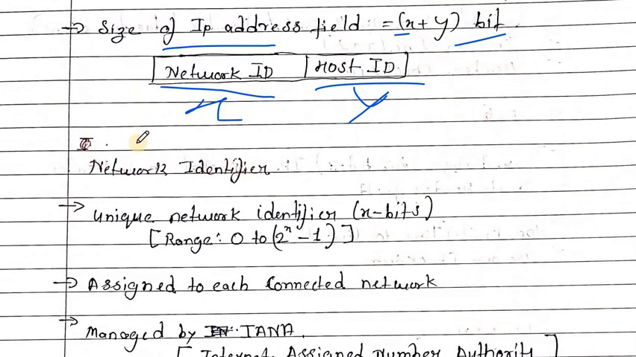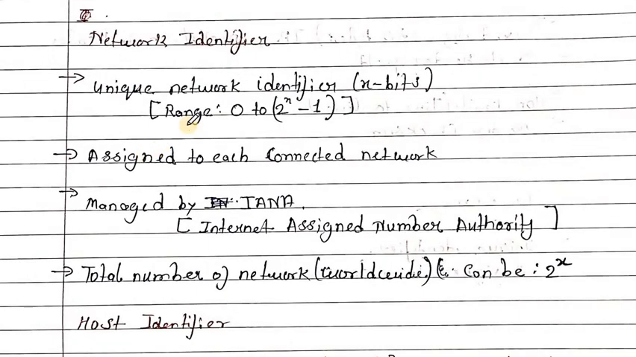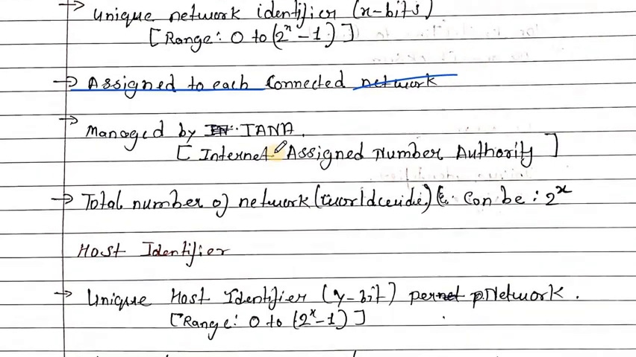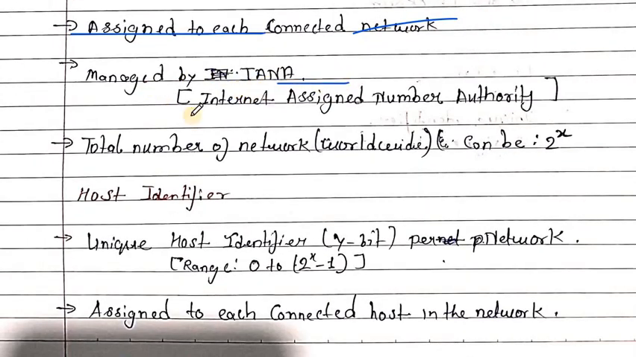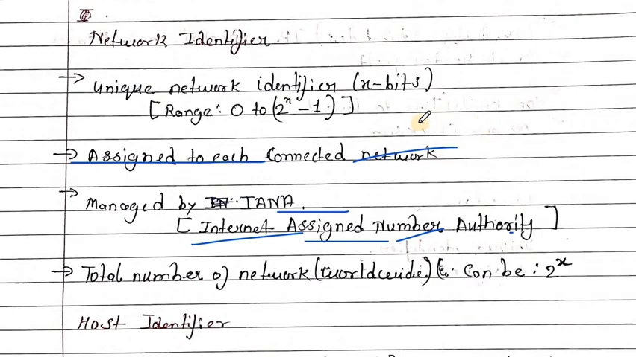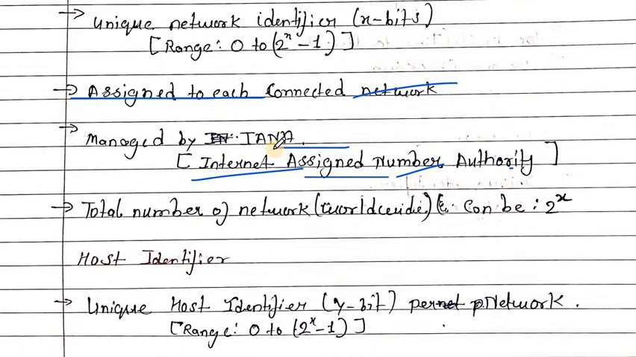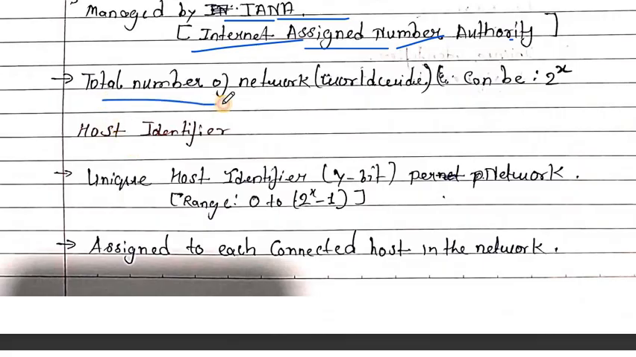Now we see the network identifier. The network identifier is an x bit string assigned to each connected network and managed by IANA, the Internet Assigned Numbers Authority. The network ID is managed by IANA. The total number of networks worldwide can be 2 to the power x, where x is the number of bits used for network ID.